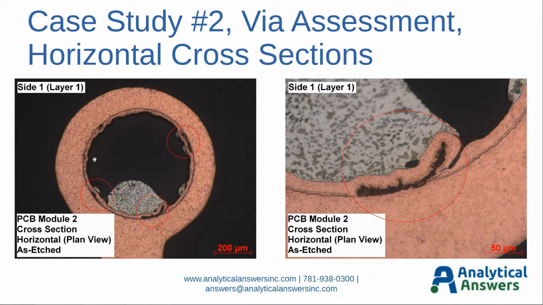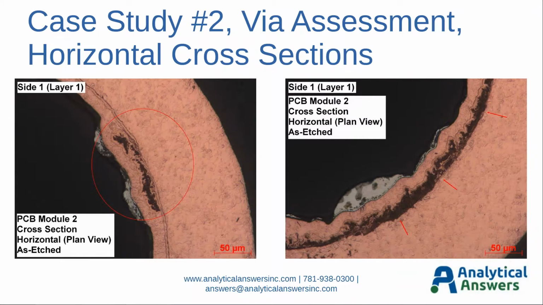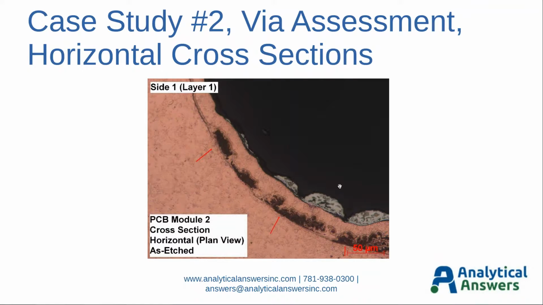Here we have a similar view of the via that I showed earlier. This is in the as-etched condition, and we can see that the anomalies look a little more pronounced in this particular case. Again, the etching obviously reveals the grain structure, but also reveals those anomalies in a more distinct manner. Similarly, here we have those anomalies in the as-etched condition. Again, one more image in the as-etched condition.